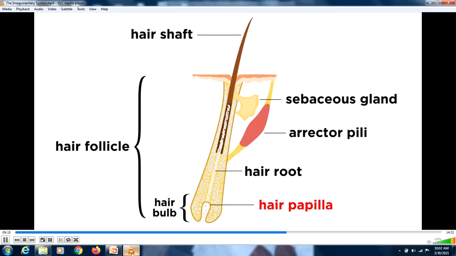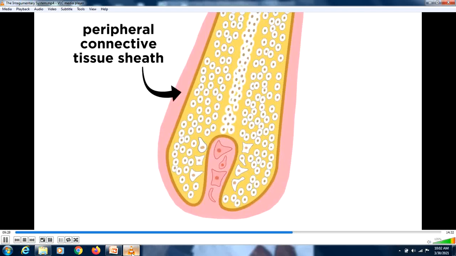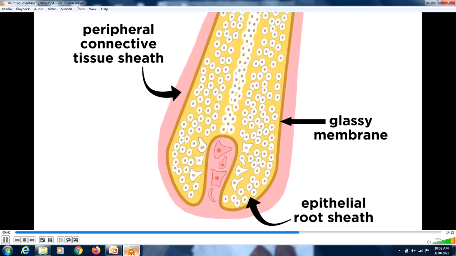A little bit of dermal tissue called a hair papilla protrudes into the bulb, which supplies signals and nutrients to the hair so it can grow. The wall of each follicle has a few layers. The outermost is the peripheral connective tissue sheath, derived from the dermis. Next is the glassy membrane, derived from the basal lamina. And then there is the innermost epithelial root sheath, derived from the epidermis. This last section has an external part and an internal part, which thins as it approaches the bulb.